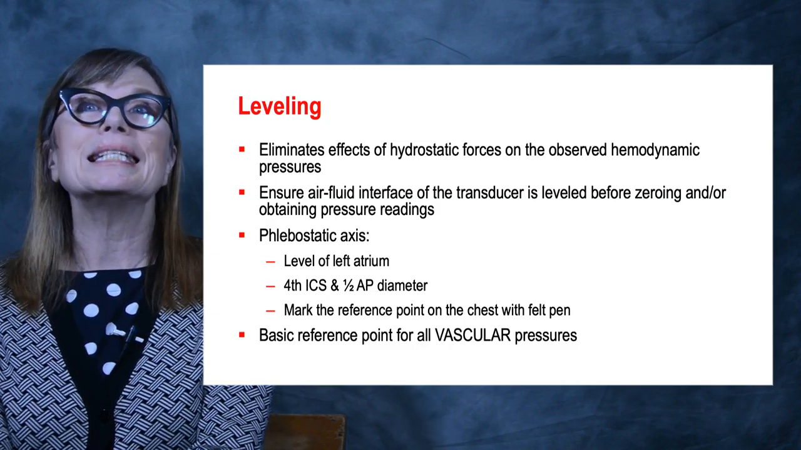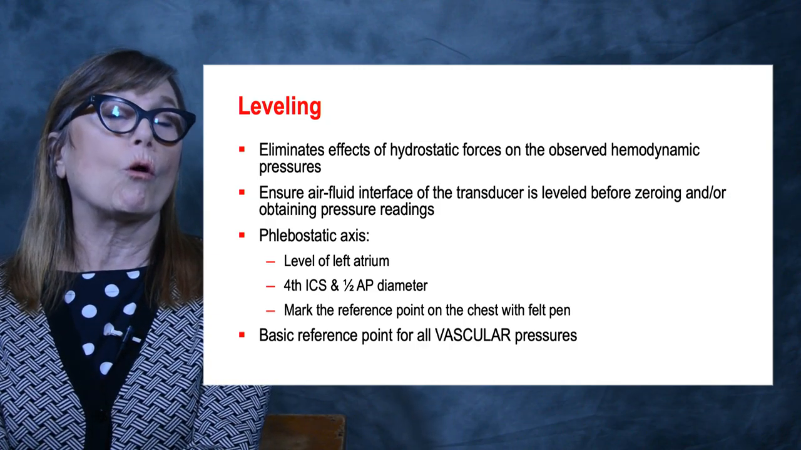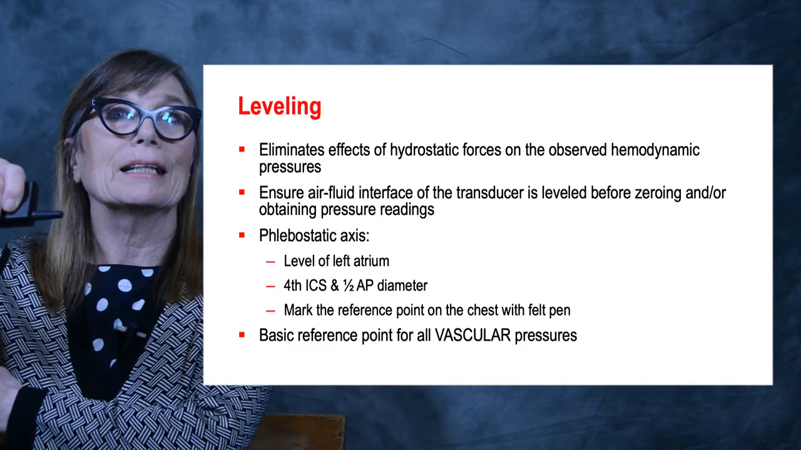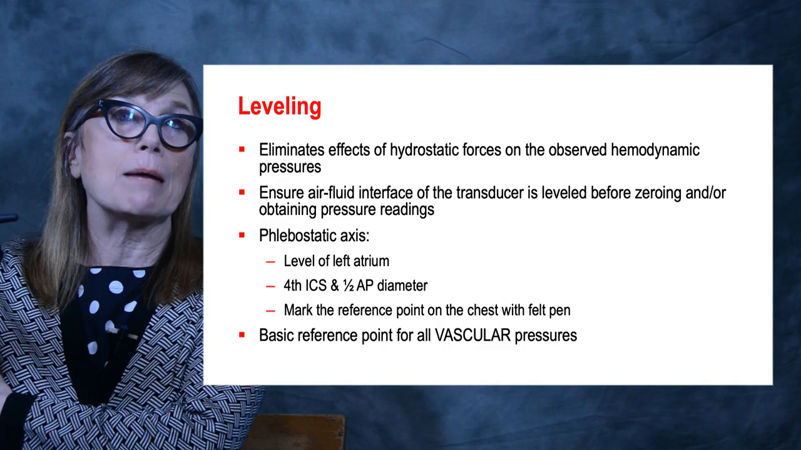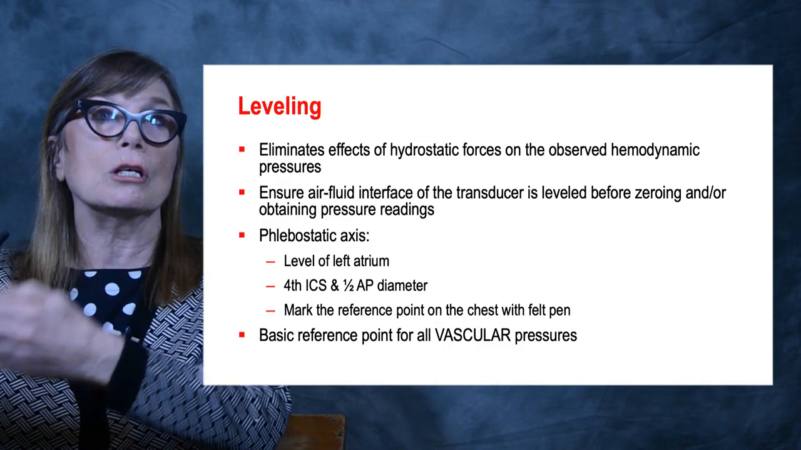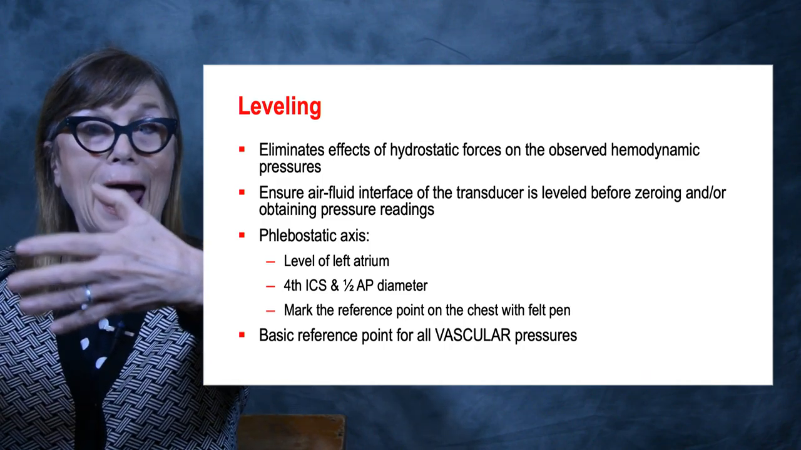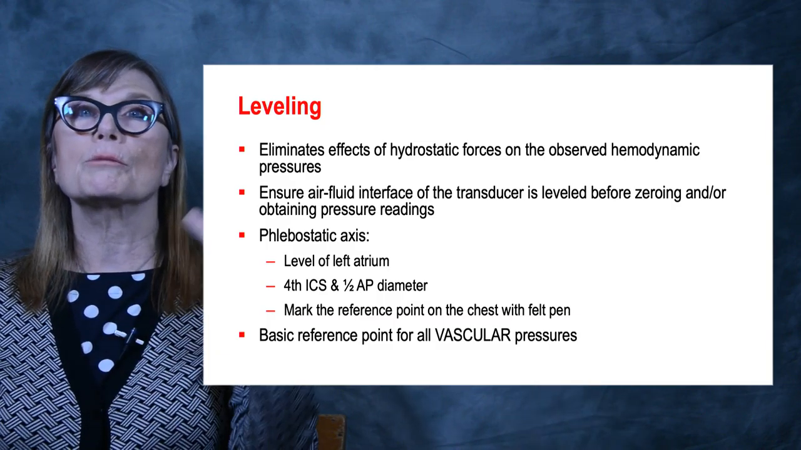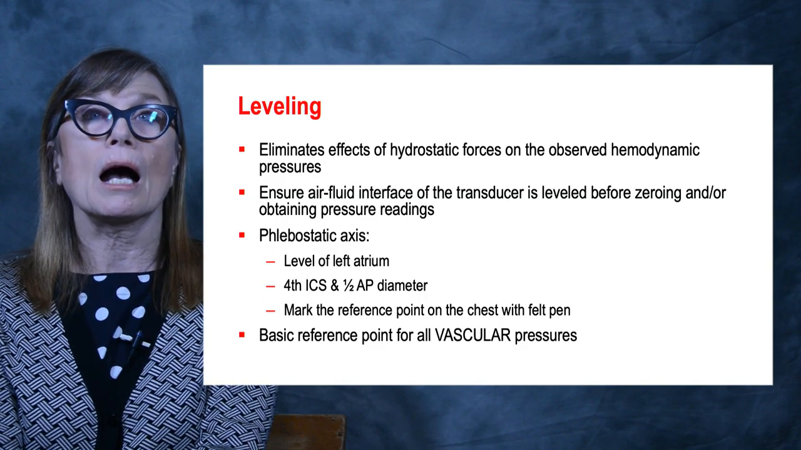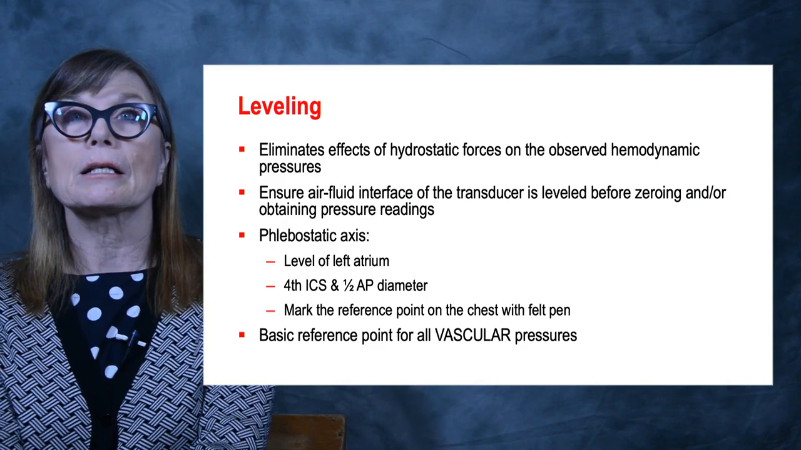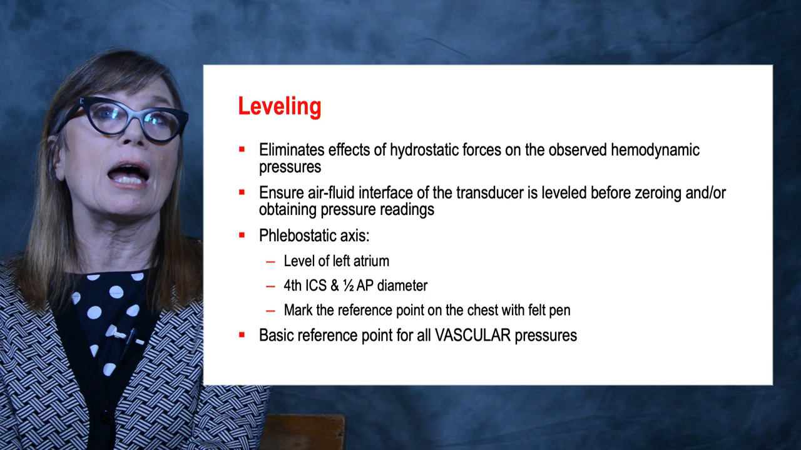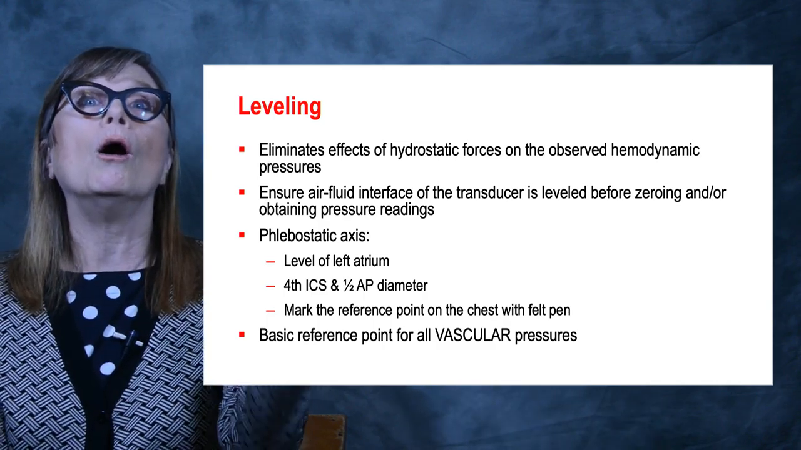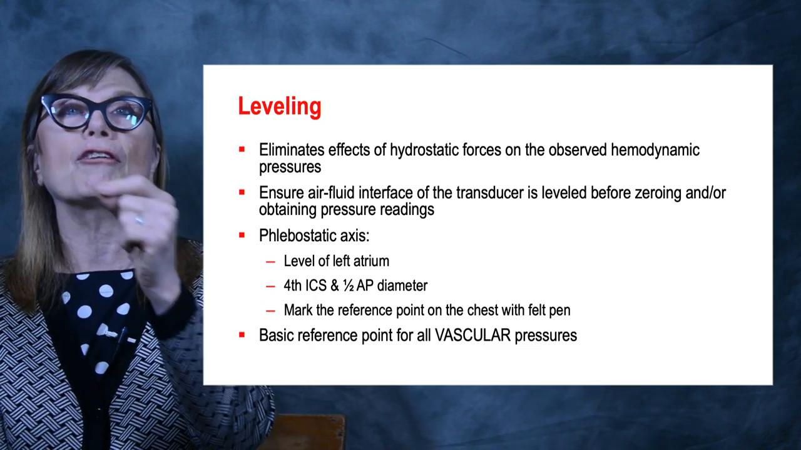So typically we designate that as the fourth intercostal space in the mid-axillary level at one half the AP diameter. So a larger patient is going to be a bigger half, and in a smaller patient, it'll be a smaller half. Fourth intercostal space at one half the AP diameter. Now, I personally like to mark that reference point on the chest with a Sharpie, but you can use a skin tag. So it will always be the same reference point.